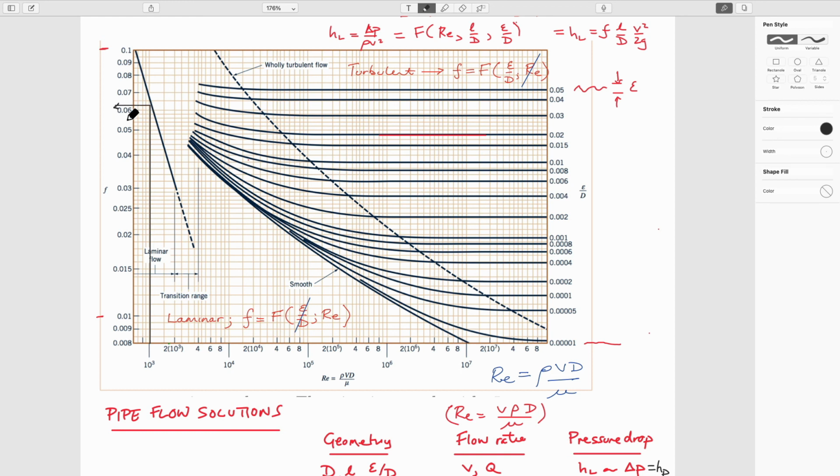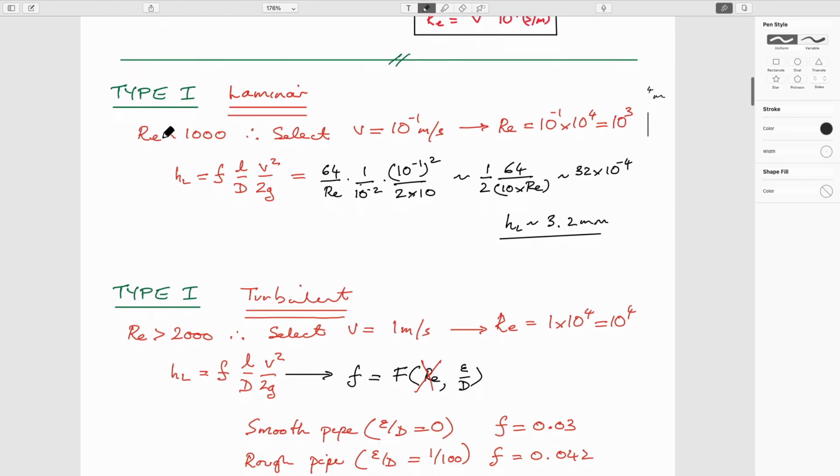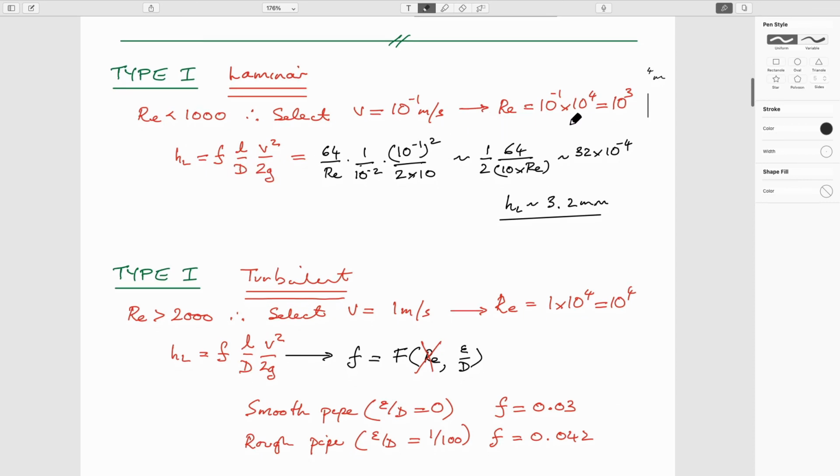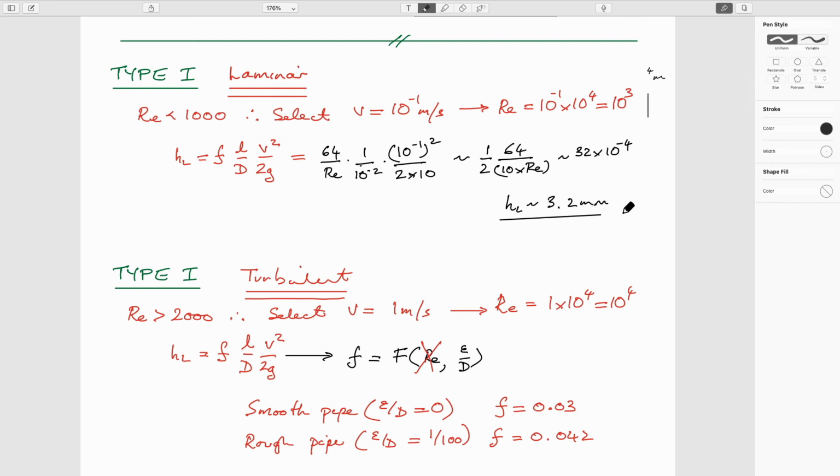We know that this is 64 divided by 1,000, right? Because of our 64 over Reynolds number term. Then, if this is the case, what we get out of it is this term here. We could calculate it analytically, or we could just use that this is 0.064 by reading off the chart, which is exactly the same as this. And it turns out that our head loss is 3.2 millimeters, which divides this pad. So this is meters.